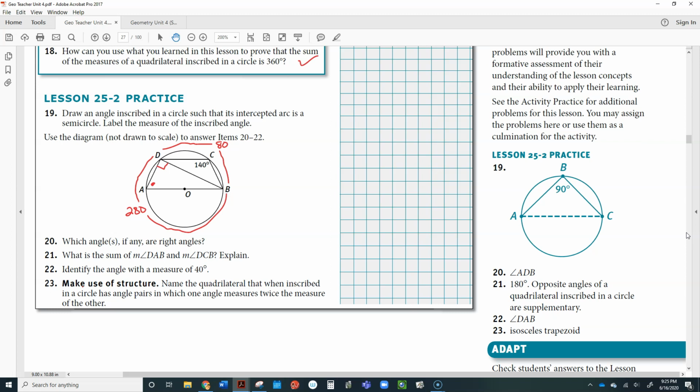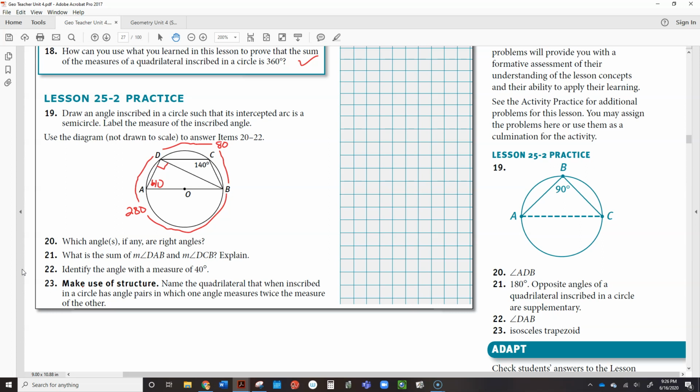So if this is 140, then this right here is going to be, take 360, subtract, no, not 360, it's going to be 180. All four of them have to equal 360. So opposite angles are supplementary. So this one's going to be 40. And the reason that one's going to be 40 is because 140 plus 40 equals 180. Opposite angles are supplementary. Okay, so 180, opposite angles inscribed are supplementary. There you go. Identify an angle with the measure of 40. We just did. Angle DAB.